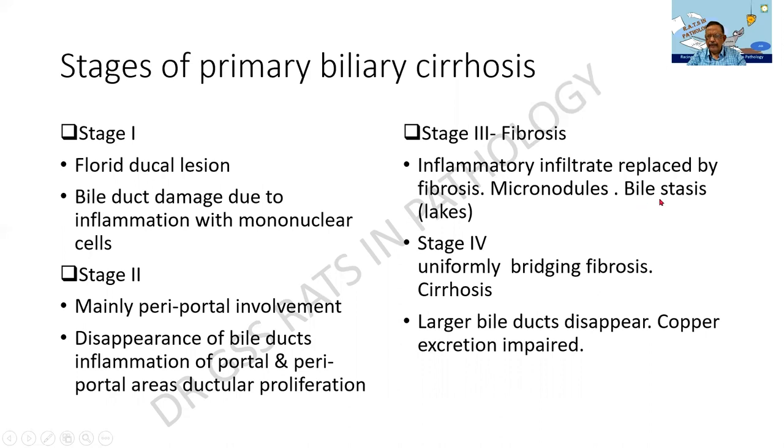Bile stasis, this is again classical of biliary cirrhosis. Some books call them as bile lakes, which you can see. And stage 4 is there is uniform bridging fibrosis from the portal triad to the portal triad, or the portal triad to the central vein, leading to a cirrhosis. The larger ducts disappear, and sometimes there can be an increased impairment of copper excretion.